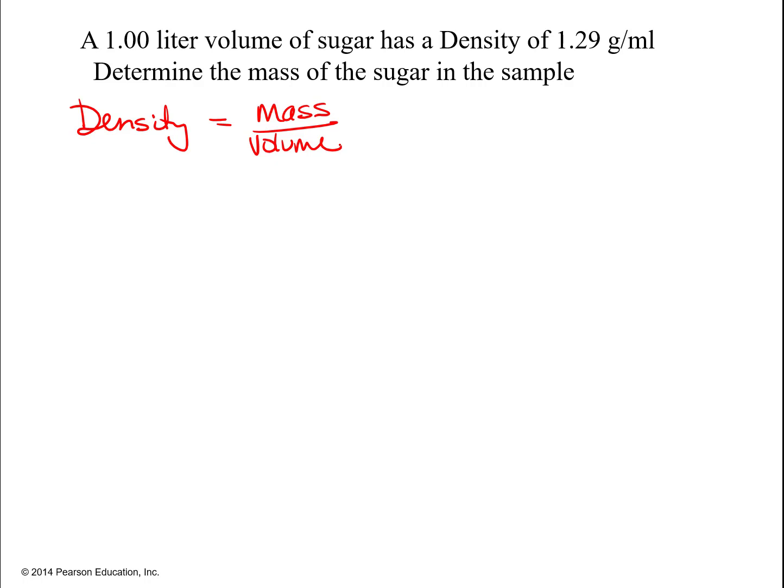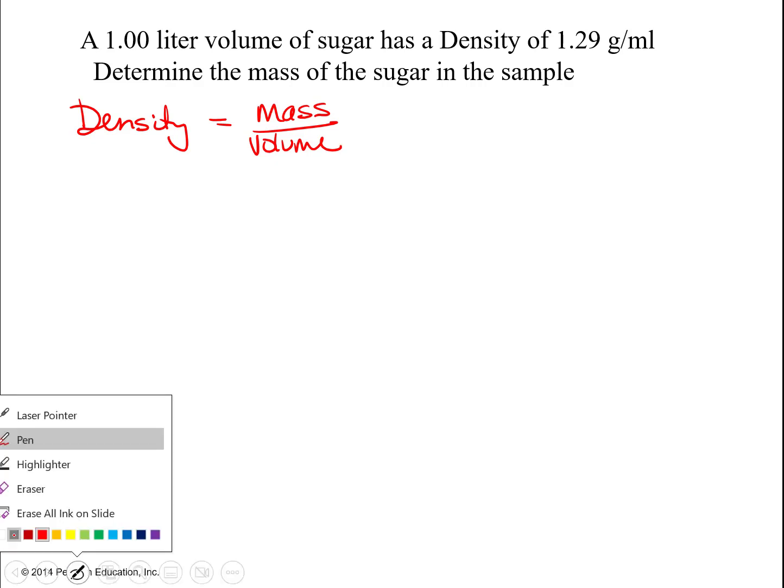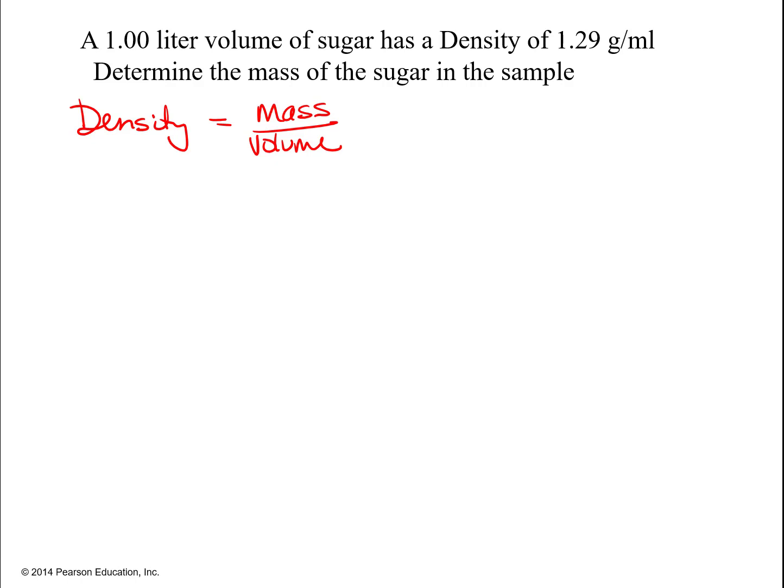So here's this one. It says a 1 liter volume of sugar has a density of 1.29 grams per mL. Determine the mass of the sugar in the sample. Remember how we were doing this in class, and I said, when you get in lab and you get a word problem, everybody goes, oh my God, I can't do it. So the first thing you do is you read the sentence and you ask yourself, okay, what do I know?